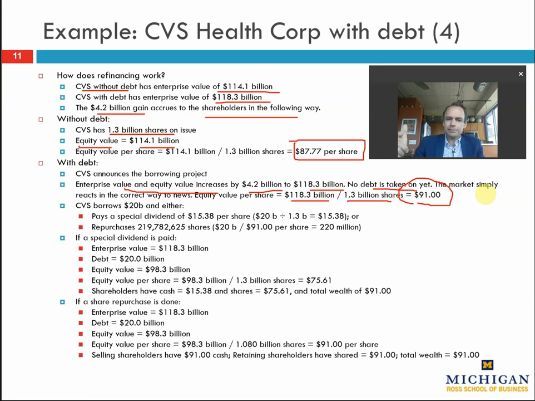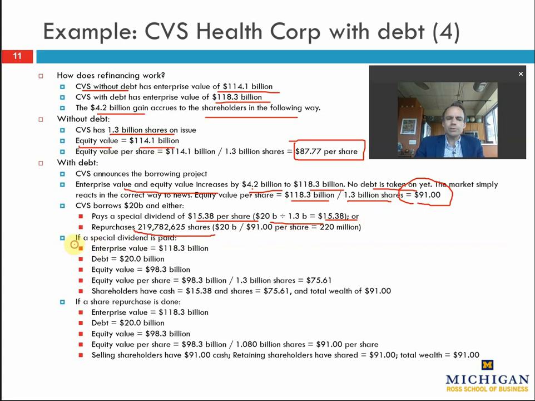Now, that next moment, CVS borrows the money. It borrows $20 billion. It could either pay a special dividend of $15.38 per share, $20 billion divided by 1.3 billion shares is $15.38, or CVS could take that $20 billion and buy as many shares back as it could at $91 per share. And that would allow CVS to repurchase about 220 million shares.